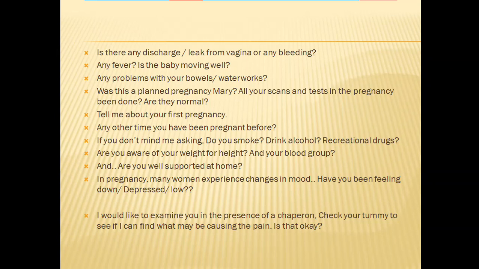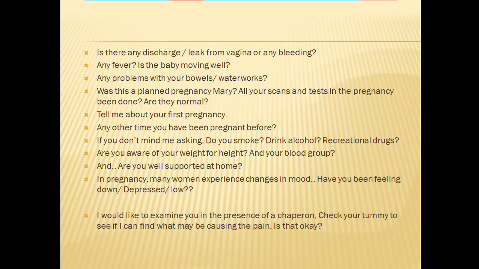Was this a planned pregnancy, Mary? All your scans and tests in this pregnancy, have they been done? And were they normal? Tell me a little about your first pregnancy. And any other time that you've been pregnant before? If you don't mind me asking, do you smoke? Drink alcohol? Any recreational drugs? Are you aware of your weight for height and your blood group?